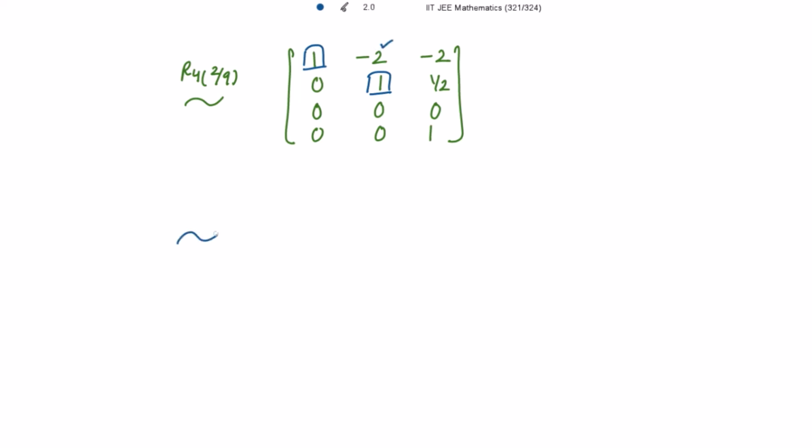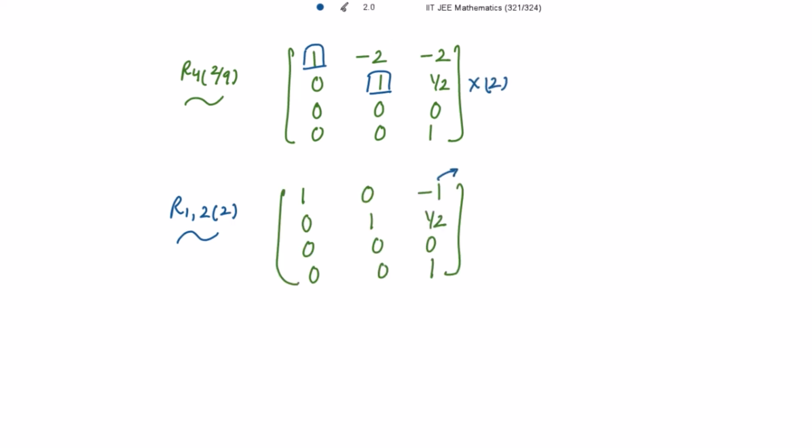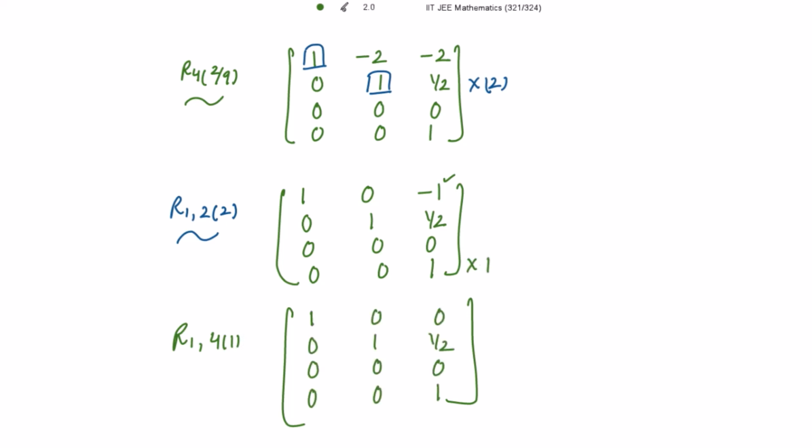For that, I'm going to change the row 1 and add its elements to the row 2, but row 2 should be first multiplied with 2 so that I can get 0 over here. To avoid this negative entry, I'm interested to change the row 1 again by adding its elements to the row 4, but row 4 should be first multiplied with 1. Just apply the operation in such a way that there should be no disturbance to the leading entries.